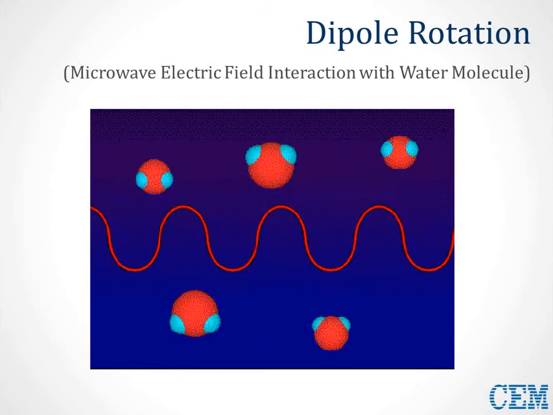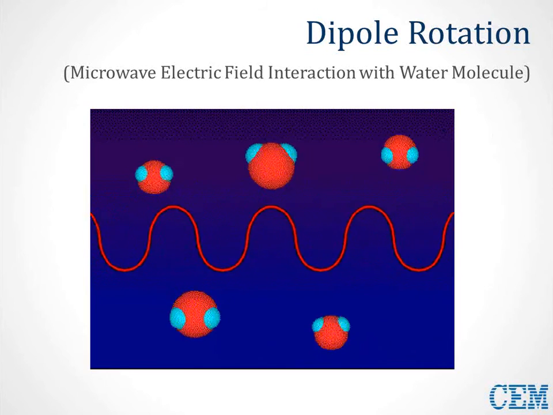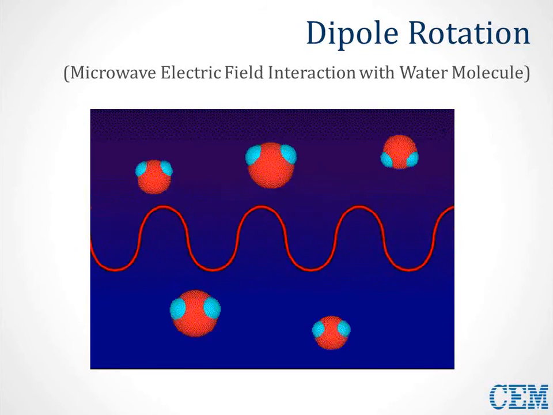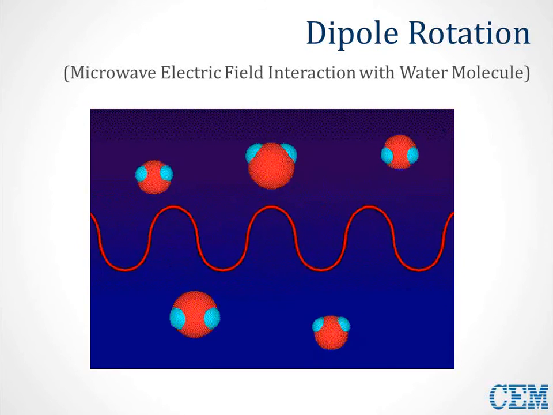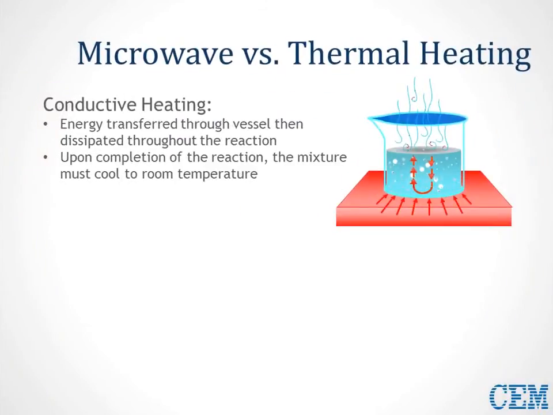Now ionic conduction that I mentioned is very similar. So you can imagine that instead of having these water molecules in solution, you actually have ions that are moving, trying to align themselves with that passing electric field. All right, so that was more of a microscopic view of what's happening when you're looking at heating with microwave.